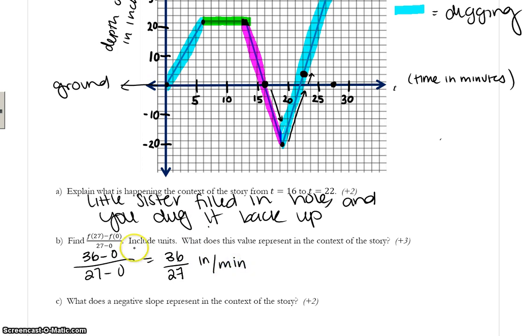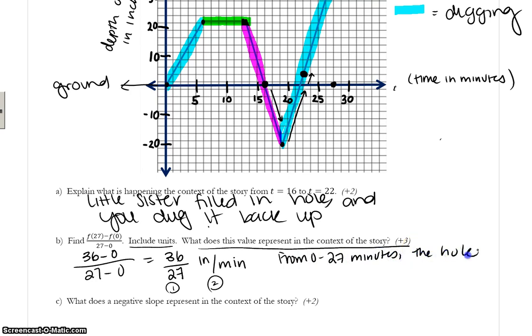So don't forget your units, right? It asks you for the units. So here's one part of our answer. Here's the second part of our answer. Third part of our answer is what does this value represent in the context of our story? And it means that from 0 to 27 minutes, the hole is being dug at a rate of 36 over 27 inches per minute.